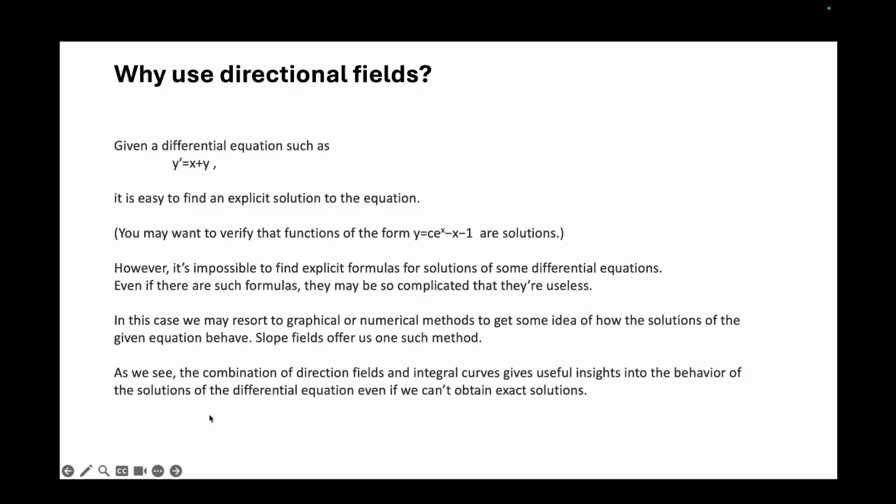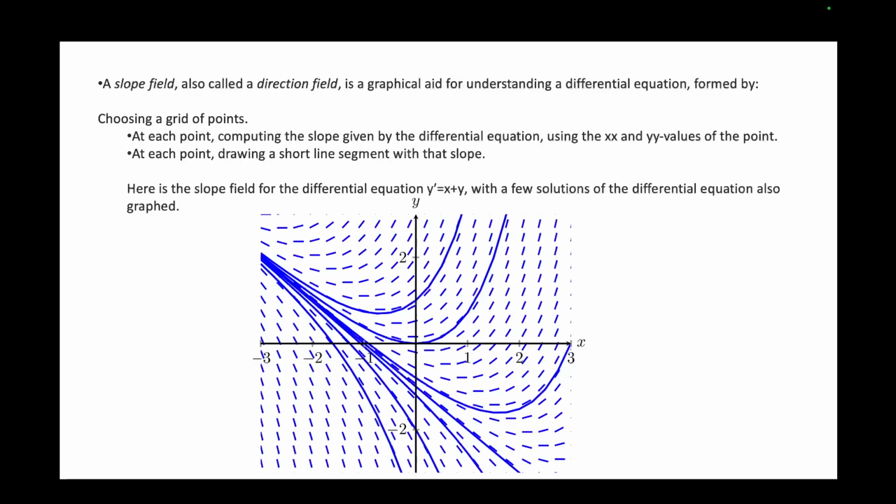But if you have these complex forms of ODEs, it is mostly impossible to find explicit formulas for solutions of those equations. Even if there are formulas, the equations may be so complicated that you cannot use a formula anyway. In those cases, we resort to graphical or numerical methods to get an idea about how the solutions of the given equation would behave. Slope fields offer us one such method. So as we saw, direction fields and integral, so these are what are called integral curves.